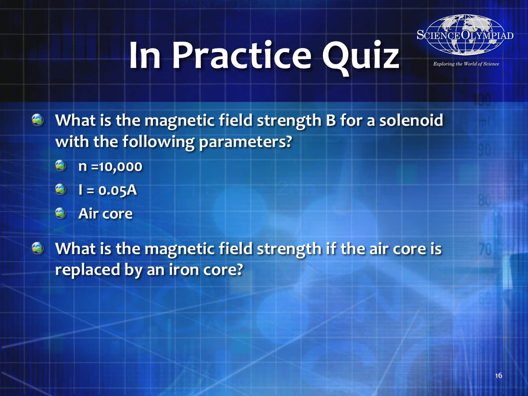So, using the equations in the practice, what was the magnetic field strength B for a solenoid with the following parameters? 10,000 turns per meter. The current is 0.05 amps, and it's an air core. With an air core, you can usually assume free space. Now, if the air core is replaced by an iron core, go back and look at the permeability of iron, which should be one of the things you have in your binder, and multiply by that, and it will be much stronger.